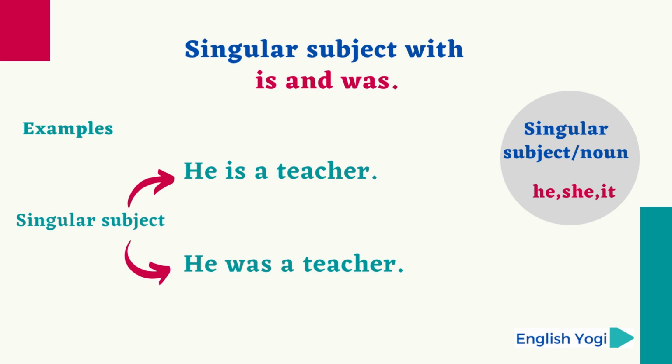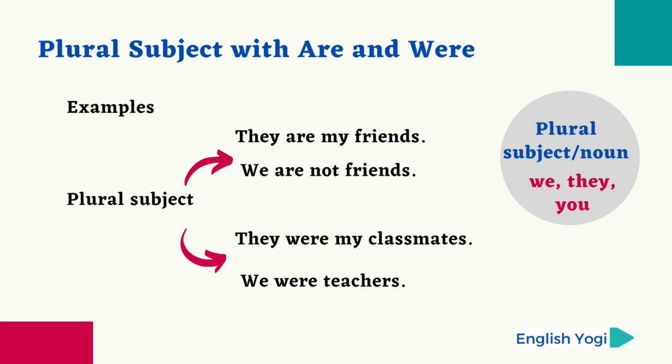So the first example you can see here: he is a teacher. So that he is a noun and that is the singular noun, and with that singular noun we have used the to be form of present, that is, is. So is is also a singular word. And moving ahead, the second example is he was a teacher. Now he is singular, and was is also a singular form of to be in the past. So what is the basic rule? With the singular subject, we have to use the singular, particularly is and was. So this is the basic rule.